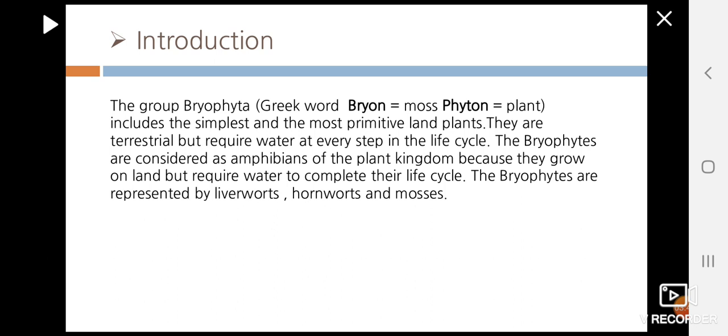So when antherozoids reach the archegonia, enter through the neck and reach the egg, then fertilization takes place, and antherozoids fuse with the egg to form the zygote. So you see that water is required to complete the life cycle. Although they have developed certain features to live on land, they are called amphibians of the plant kingdom.